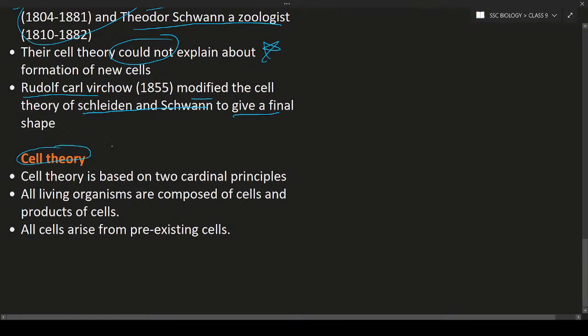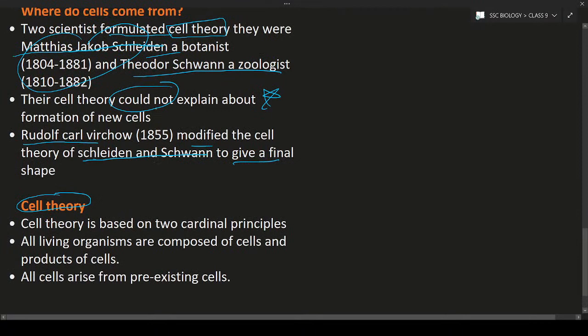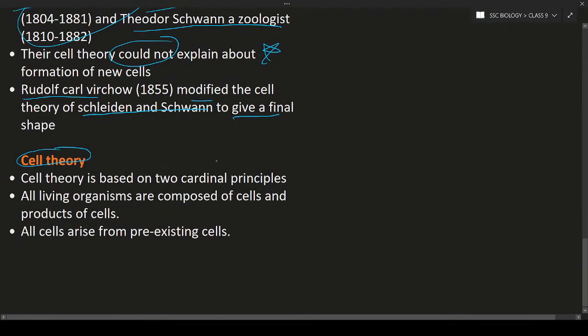So their cell theory was modified by Rudolf Karl Virchow, and the cell theory was first started by Theodor Schwann and also, here you can see another scientist, Matthias Jakob Schleiden. They proposed the cell theory, but the final shape was given by Rudolf Karl Virchow in 1885.